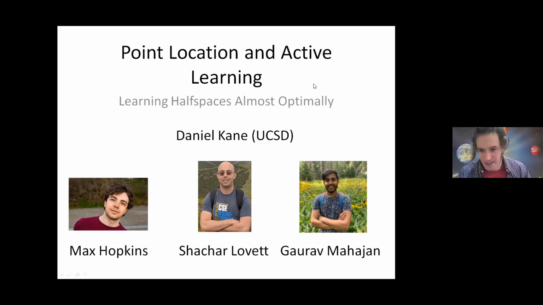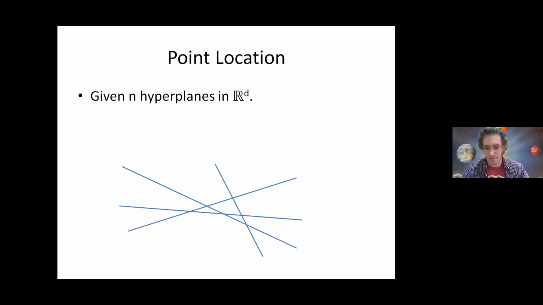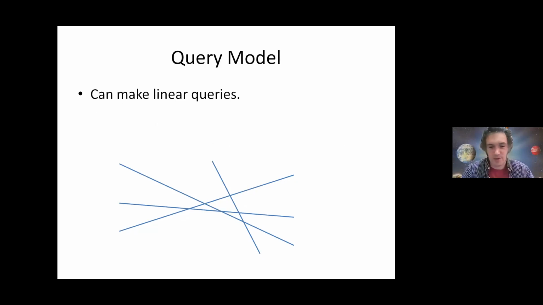In any case, to get started, the first thing I'd like to talk about is the point location problem. The basic setup here is that you're given n hyperplanes in R^d, and this splits space into a bunch of regions. This is a hyperplane arrangement that splits space into a bunch of cells. And you're given some unknown point x in R^d, and your goal is to determine which region it's in. So this point is in that shaded region there.